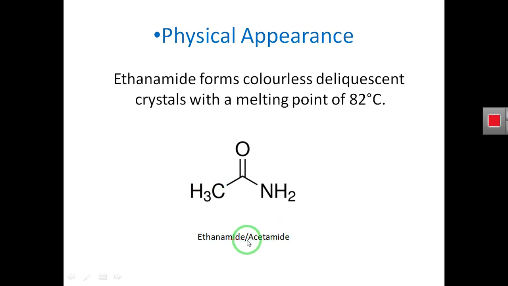Acetamide is an ethanamide, meaning it is an amide, and it has the ability to absorb moisture from the air, the environment or the atmosphere, and then dissolve itself in that moisture. This phenomenon we call deliquescence, and ethanamide is deliquescent in nature. It is also colorless in appearance. However, the crystals of ethanamide melt at 82 degrees centigrade.